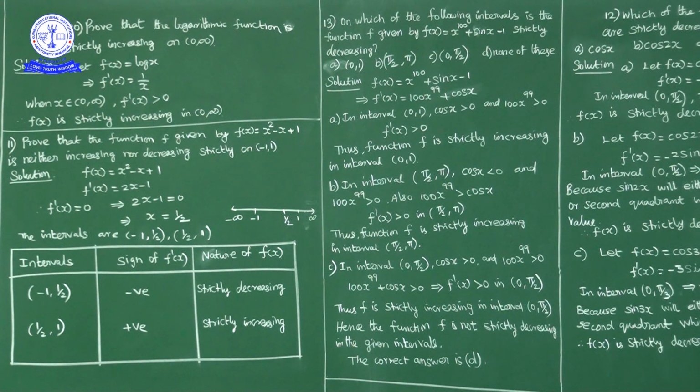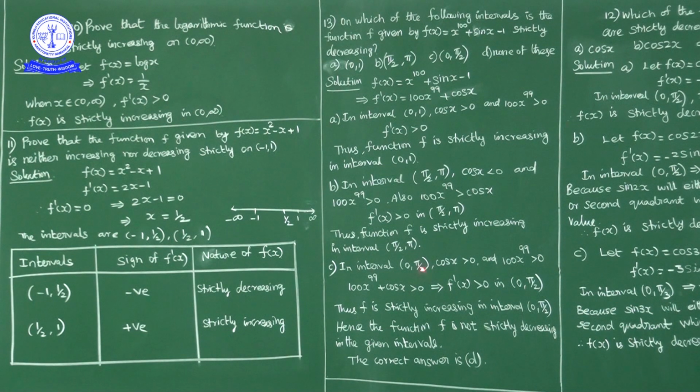Now before going to the interval 0 to 1, first of all option C I will check. Option C is 0 to pi by 2. In the interval 0 to pi by 2, first quadrant, all trigonometric ratios are positive, so cos x is positive, okay.